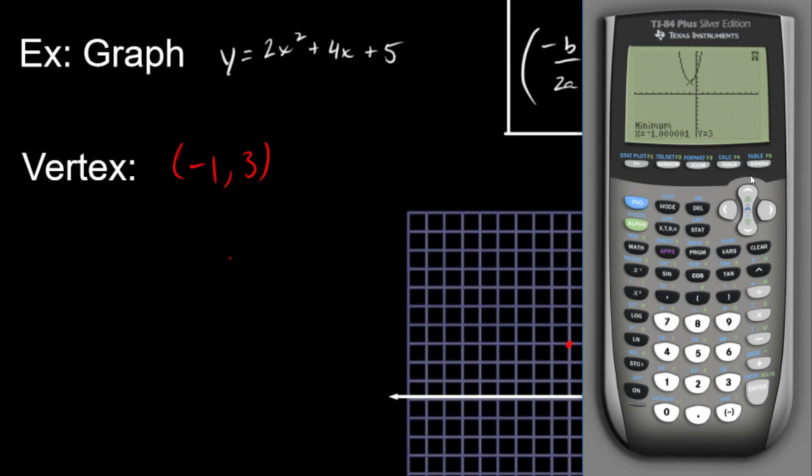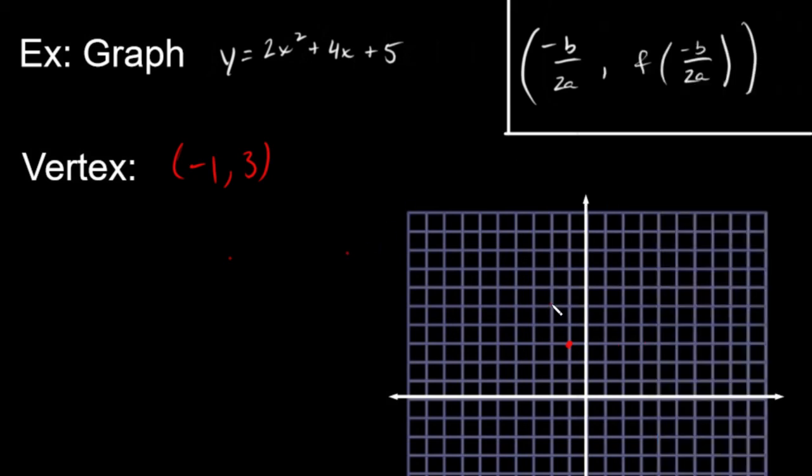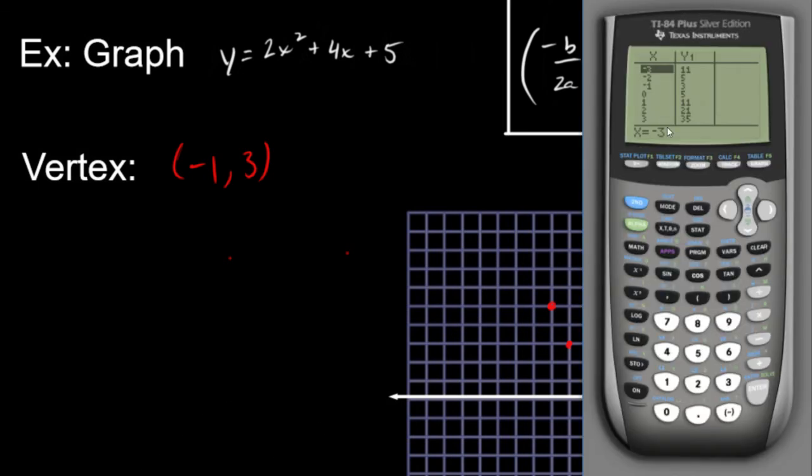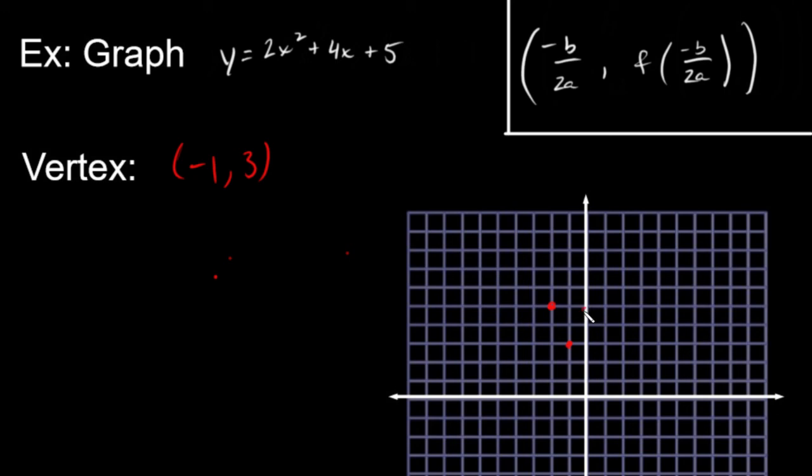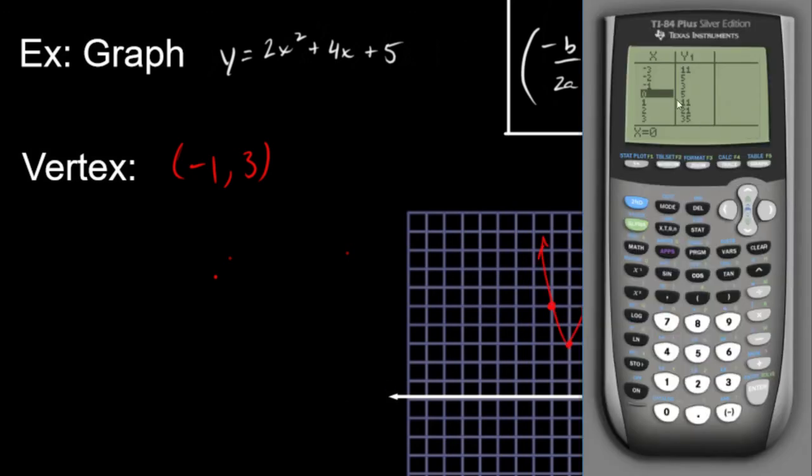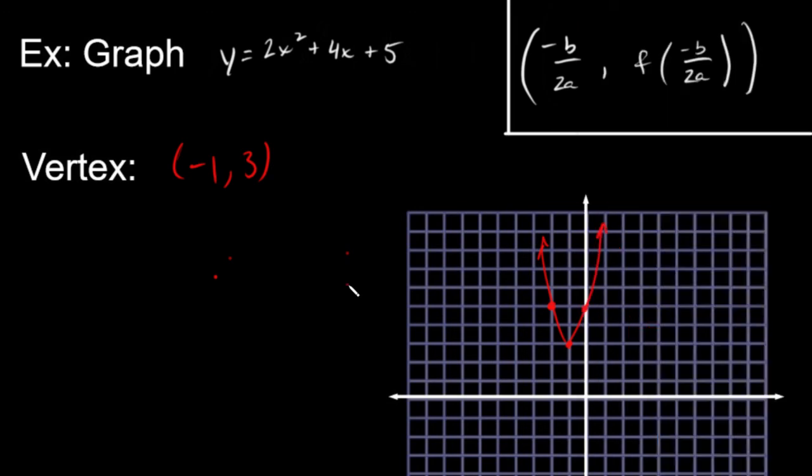Press second and then the graph button, and it pulls up a table. And so all you have to do is start looking at numbers. At negative 3, it's 11. At negative 2, it's 5. So let's plot that. At negative 2, it's 5. At 0, it's 5. Yeah. So at 0, it's 5. And so you draw your U. Look at that. You can be as accurate as you'd like with this table here. And there you go. There's your sketch.